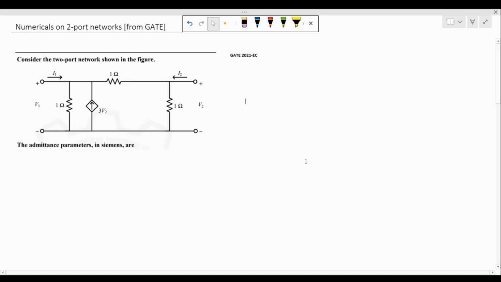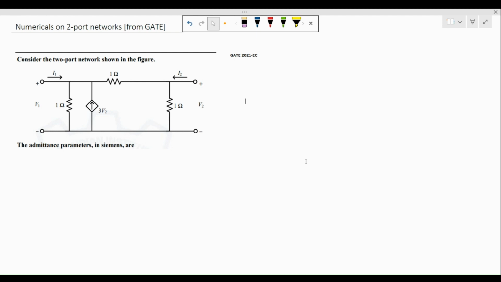Today we are going to discuss a few numericals on two-port networks. I've observed that at least one problem related to two-port networks is asked every year in the GATE examination. So I've picked up about three problems to be discussed in this video. Let's get into the video.